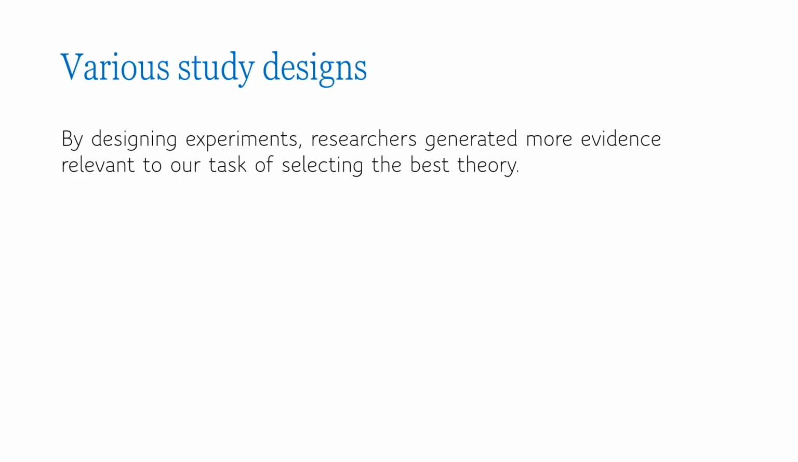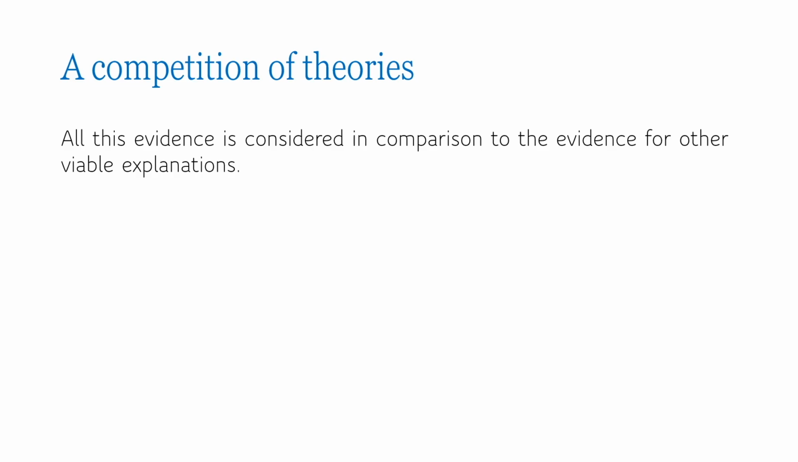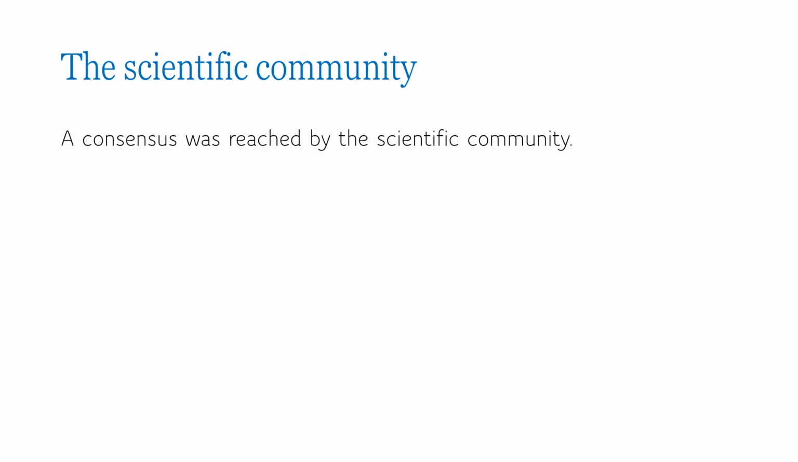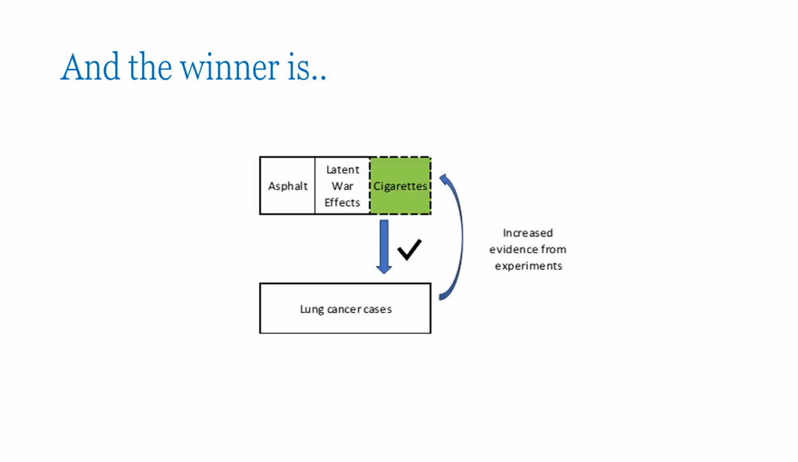By designing experiments that focused on the factors causing lung cancer, researchers generated more evidence relevant to our task of selecting the best theory. The research evidence collected involved various types of studies and results. All this evidence is considered in comparison to the evidence for other viable explanations. The evidence was viewed and critically assessed by researchers around the world. Based on all these efforts, a consensus was reached by the scientific community. Smoking cigarettes was associated with an increased rate of lung cancer.